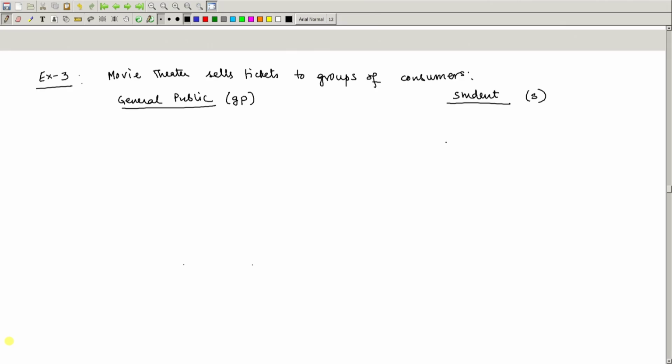And let us say that there are two specific demand curves for each of these groups. The general public demand curve is QGP equals 500 minus 5 times P, and the student group is QS equals 200 minus 4 times P. So, the demand curves for these two groups are given by these two equations. Let us also suppose that currently the movie theater is practicing what is called uniform pricing. I leave some space to draw the demand curves here.